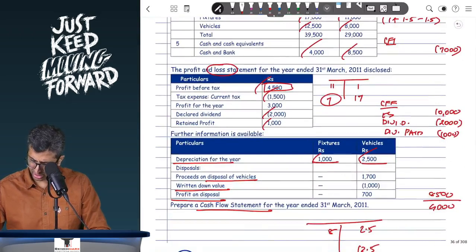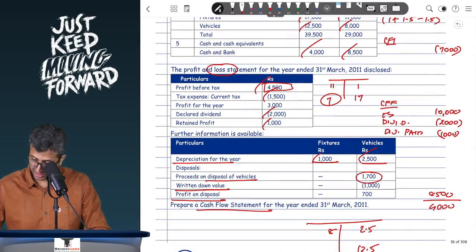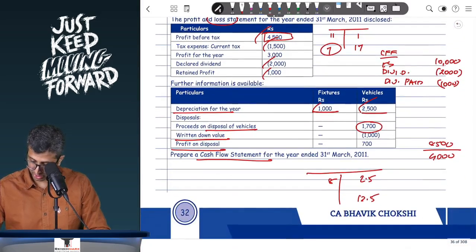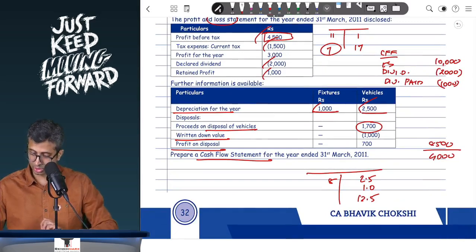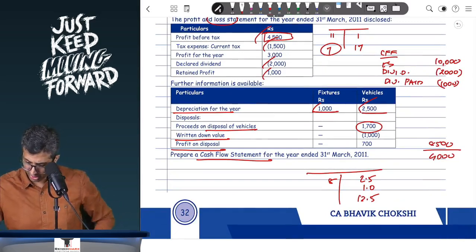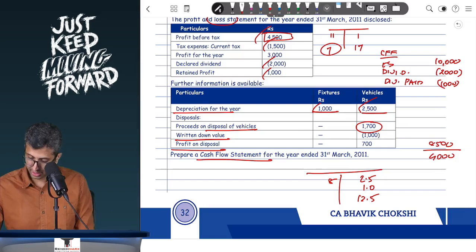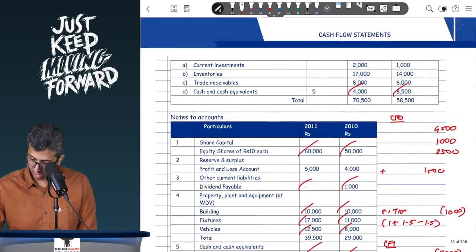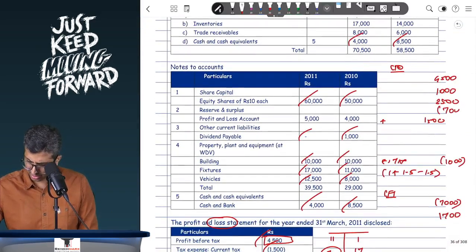अच्छा, but during the year there is also a sale. Proceeds on disposal are 1,700. So in investing plus 1,700, and then there is WDV of 1,000. ये आप reduce कर दोगे. WDV of 1,000 and 700 is gain on sale. Okay, this gain on sale must have gone in the P&L, so you'll have to subtract it. Less 700.